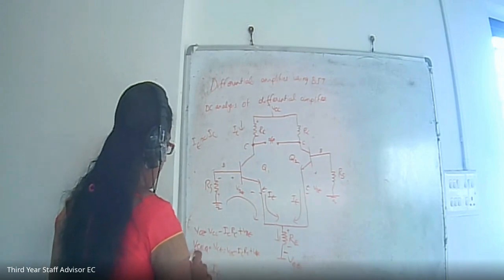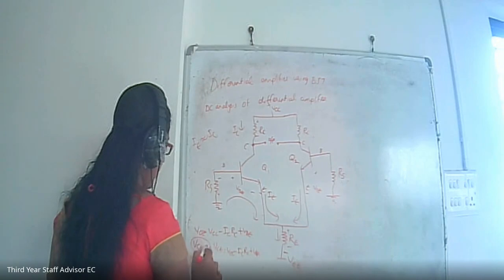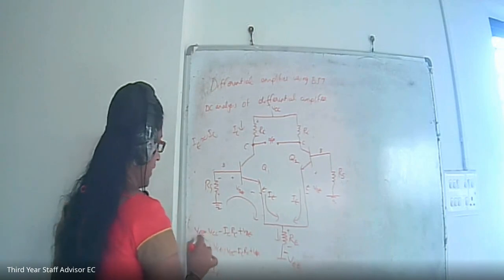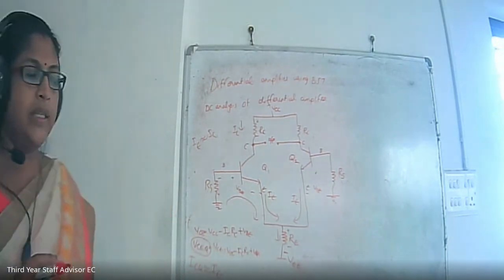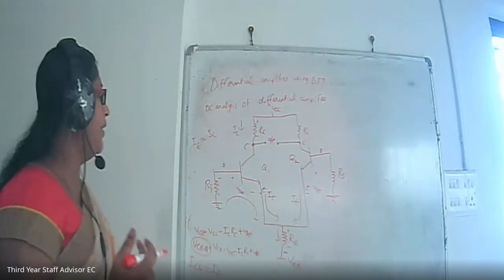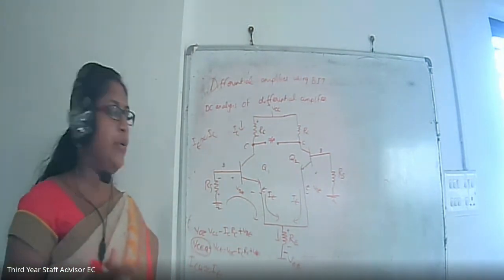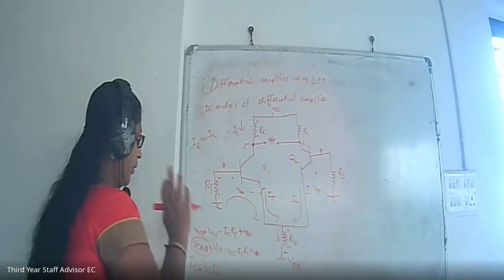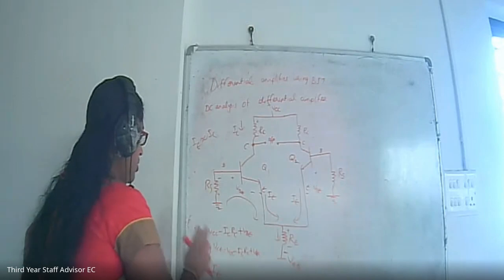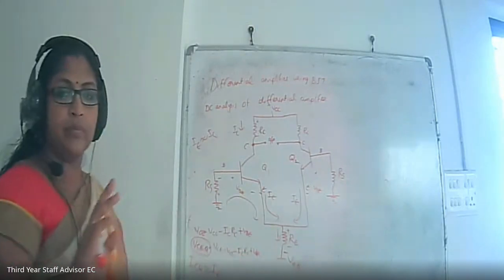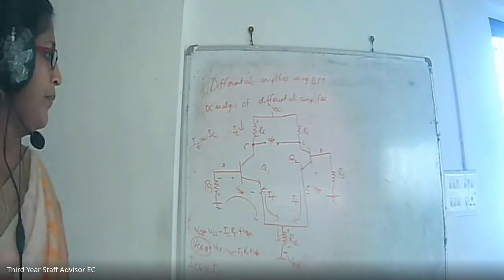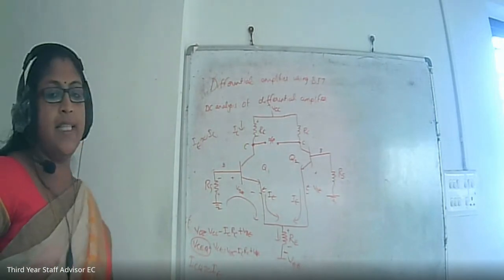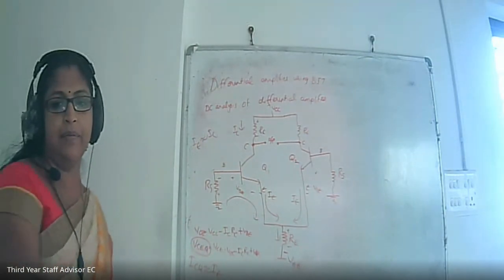Similarly, the quiescent operating point VCEQ will be approximately equal to VCE. That is what we derived from this DC analysis. So you have to write both these equations: ICQ approximately equal to IE and VCEQ approximately equal to VCE. These are the equations we get from the DC analysis of the differential amplifier.